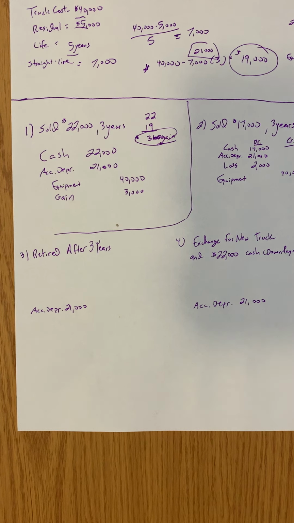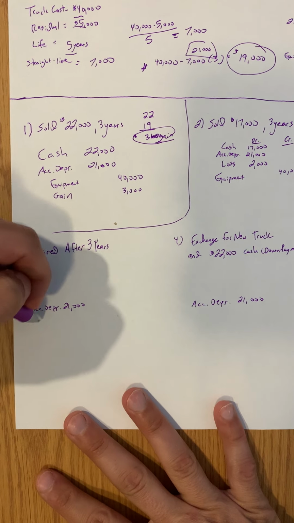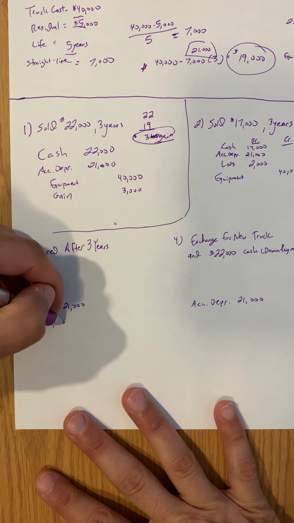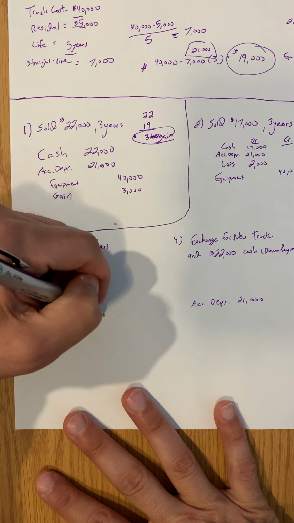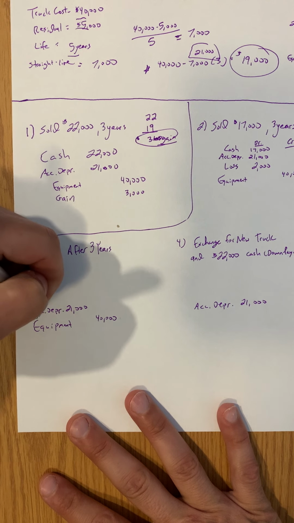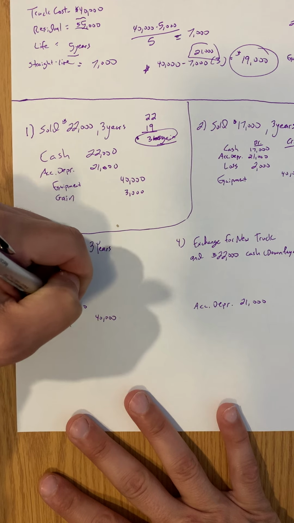Now, what happens if we retire it after 3 years, okay? Well, if we retire it after 3 years, first we know there's no cash, because nobody's giving us cash. However, we don't have the equipment anymore. Equipment's an asset, so we have to credit that out. And in this case, everything is a loss, okay? And they put it underneath, so we'll do that.